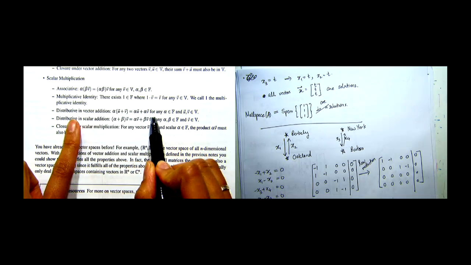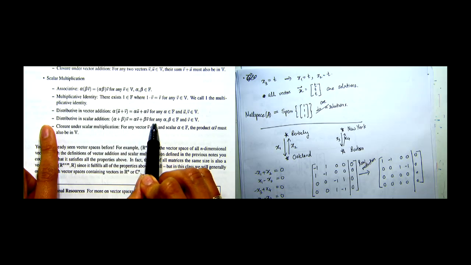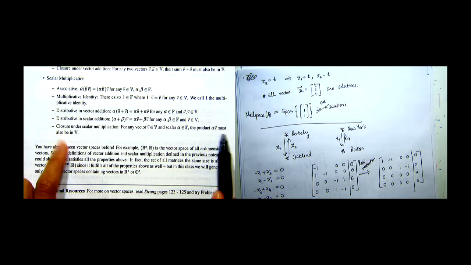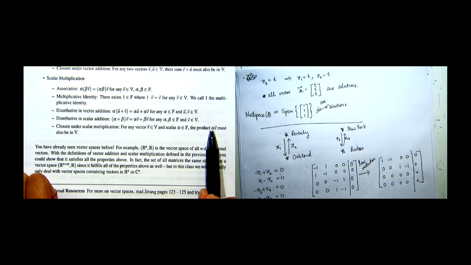Then you have to have these distributive properties. Some of these you explored to some extent in your discussion in the context of matrix vector multiplication. So you have to have basically alpha times u plus v is alpha times u plus alpha times v. You also have to have alpha plus beta times v is equal to alpha v plus beta v. And finally, you want what is called closure under scalar multiplication, which is for any vector v and scalar alpha, alpha v must also be in the set.